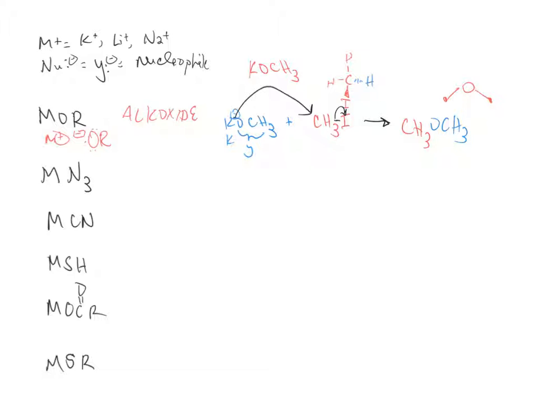What kind of compound? You should know your functional groups by now. What functional group did we just make? ROR is an ether. So now we know a way to make ethers. We can now go from an alkyl halide to an ether. You just have to have a substitution reaction using an alkoxide.